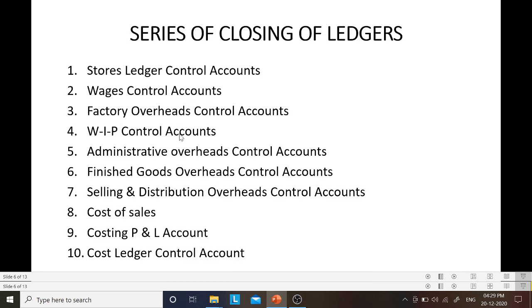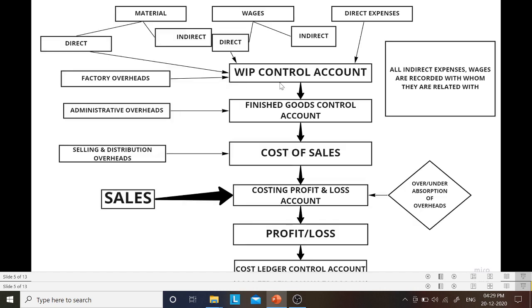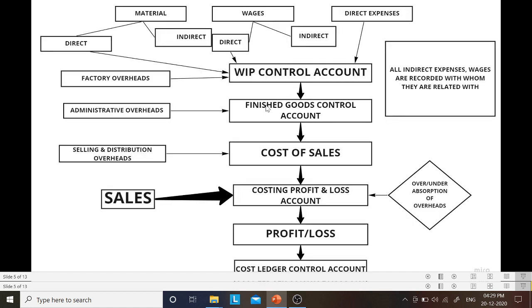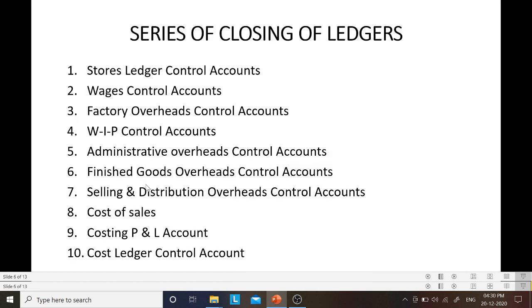So fourth account will be WIP account. Balance of this WIP has to be transferred to finished goods, but along with that I have to transfer administration overheads as well. So fifth account will be administration overheads. Then both balances, WIP balance and administrative balance, I have to transfer to finished goods. So finished goods will be sixth one. If you see the diagram again, finished goods has to be transferred to cost of sale, and selling and distribution also has to be transferred to cost of sale. So both I have made, and after that I have prepared cost of sale account.